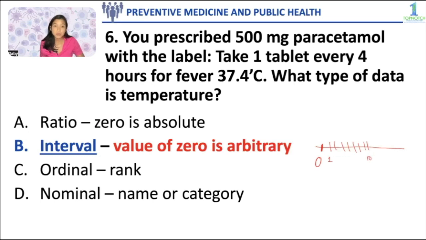In ratio value points, the 0 is absolute. If you say you have 0, you really have none of that thing at all. In ordinal, these are things that are ranked, so first, second, third, and fourth. And in nominal, these are things that are categorized by name or by category. So things that start with letter A are in that group, things that are pink, things that are blue.